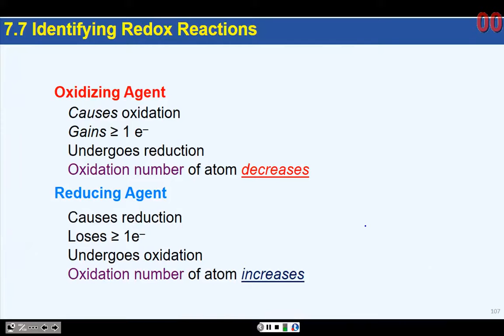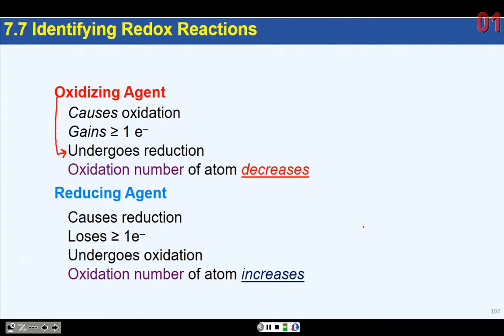So this section might also be described in terms of describing things happening in redox reactions, identifying what things are oxidizing agents, reducing agents, and which things undergo reduction and which things undergo oxidation. All right, so the oxidizing agent causes oxidation because it gains an electron, at least one electron. And so an oxidizing agent undergoes reduction. This feels really tricky and kind of backwards, so you've got to be careful.